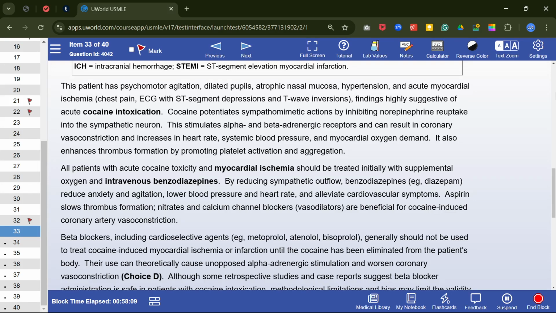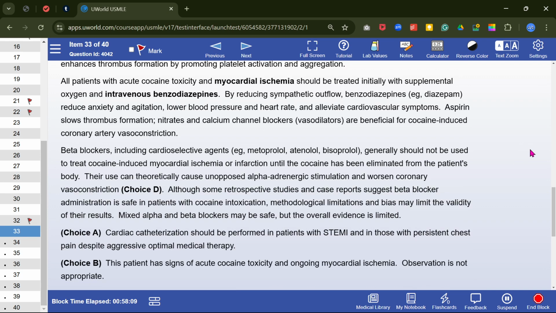Beta blockers, including cardioselective agents like metoprolol, atenolol, bisoprolol, generally should not be used to treat cocaine-induced myocardial ischemia or infarction until the cocaine has been eliminated from the patient's body. Their use can theoretically cause unopposed alpha adrenergic stimulation and worsen coronary vasoconstriction.